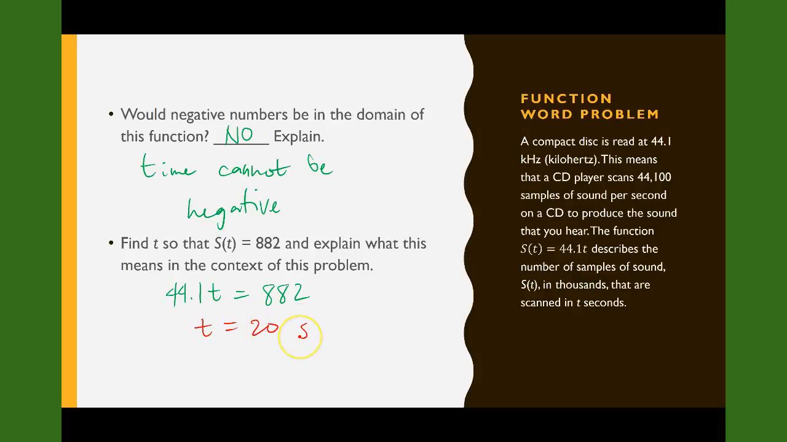Now this one is in seconds. This means in 20 seconds, a CD can scan, now remember, this is in thousands, 882 is in thousands, 882,000 samples of sound.